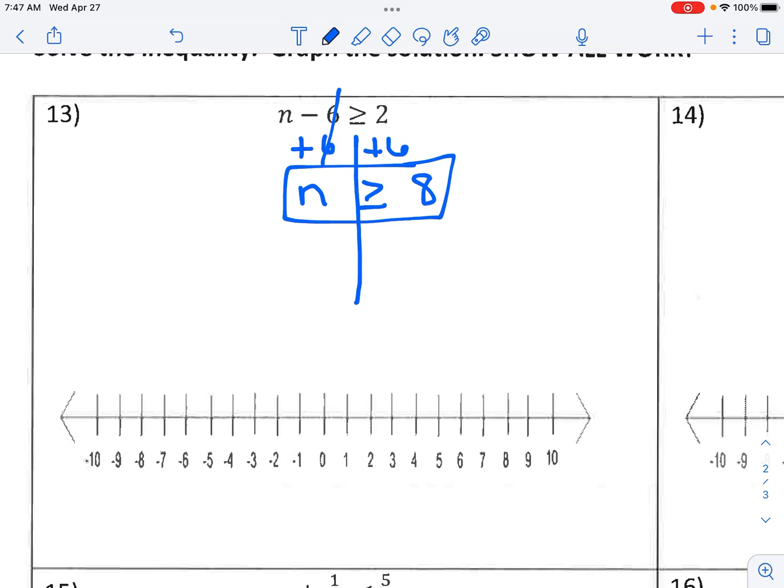Now comes the easy part. Put a circle at 8. Look at the direction of the arrow in your inequality. Find the matching direction on your number line. Darken the arrow going in that direction. And since this is greater than or equal to 8, since 8 is a possible solution, we're going to close that circle.